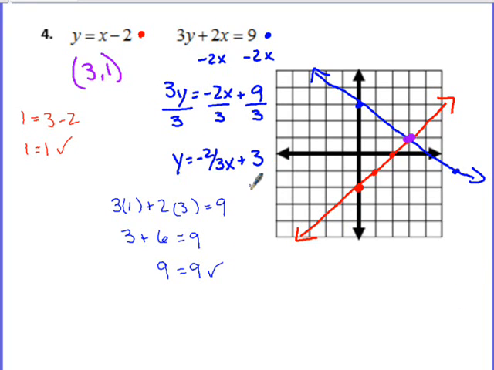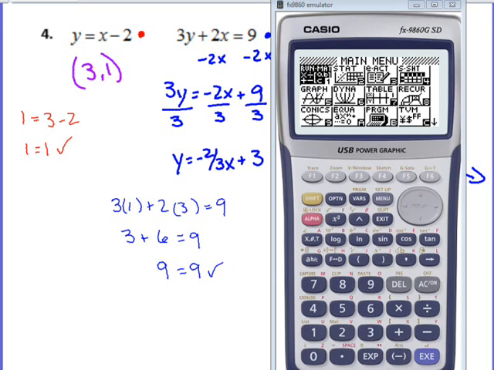So we can always check by plugging back in. I'm going to have you do that every time, but I'm also going to show you how you can check your solutions and solve by graphing on the calculator. So go ahead and get your calculator out if you don't have it sitting next to you.